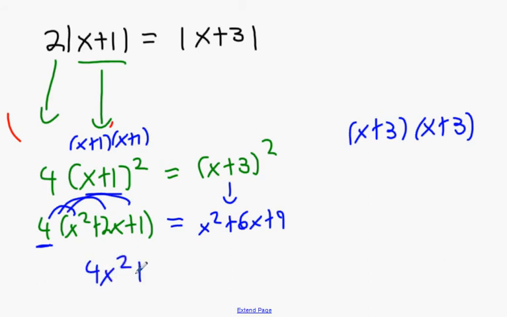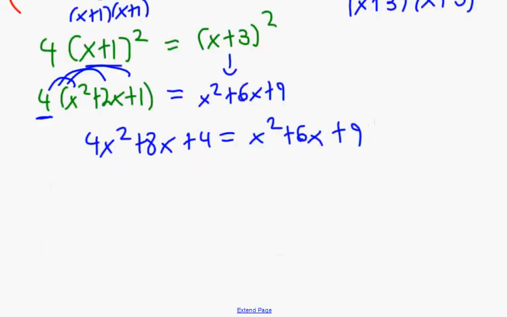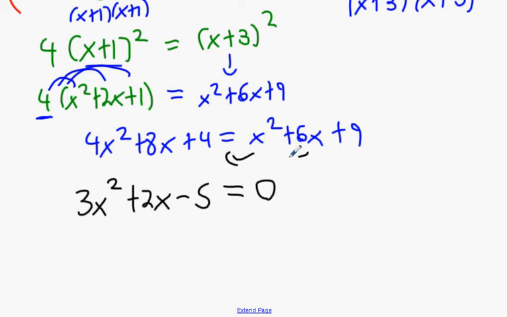4x squared plus 8x plus 4 equals x squared plus 6x plus 9. Now what happens after that? Okay, 3x squared plus 2x minus 5. Everybody on board with how I did that? Brought over the x squared, brought over the 6x, brought over the 9. I took them all away from their counterparts. Alright? Then I get the reference number of minus 5. And what happens then?